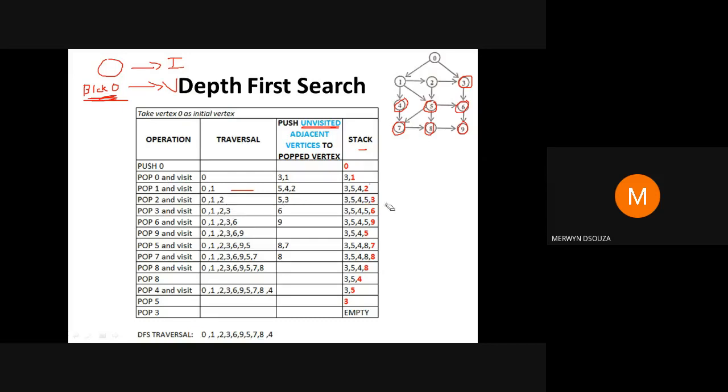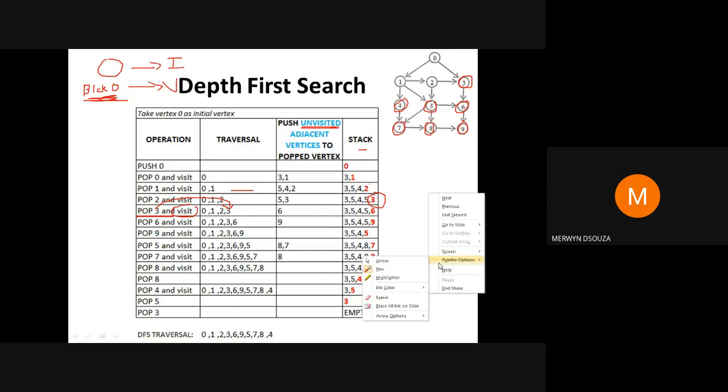Next you pop the topmost element, so you pop 3 and visit. You write this in the answer here. Visit also means you remove the circle from 3, because you have visited it. Find the adjacent vertices to 3, which is only one, 6. Check whether it is unvisited. If it is unvisited, it will have a red circle. It is unvisited, so you push 6 onto the stack. Now 6 is your topmost element.